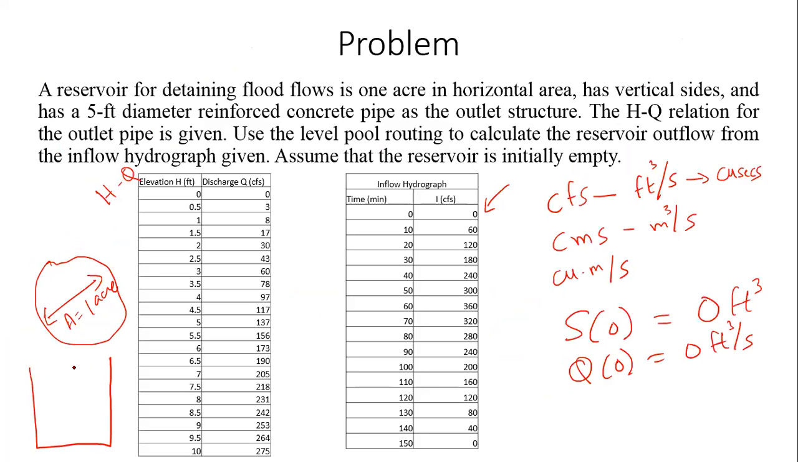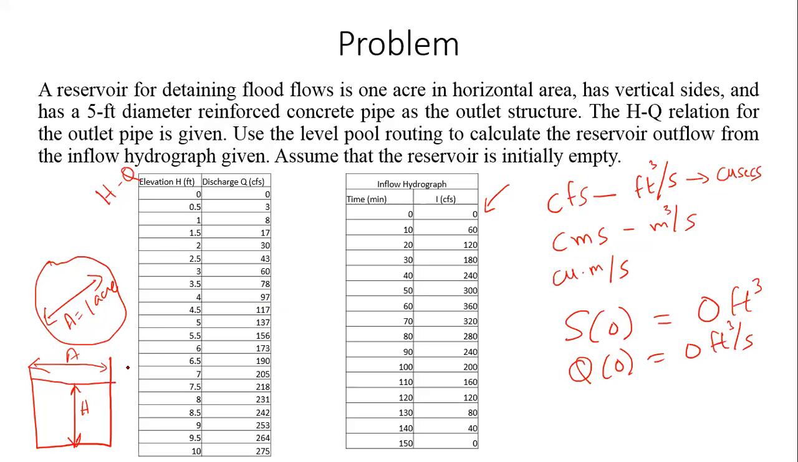It's obviously exaggerated. All right, so this is my H. So can we not find out storage as a function of H? Because we know this cross-sectional area. It's given to you, 1 acre or whatever it is. It has vertical sides. The reservoir has vertical sides. The sides are vertical, right?